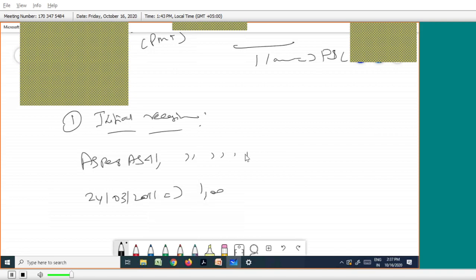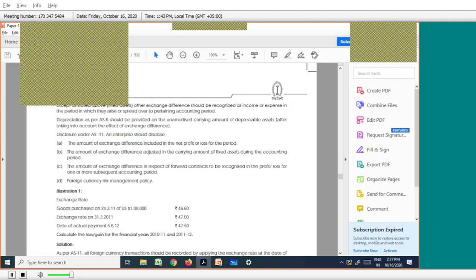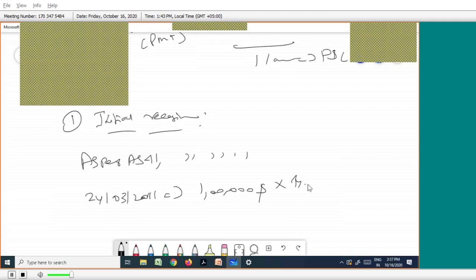So 1 lakh dollars into rupees. How much? At 46.6, it is equal to 46,60,000. That is the initial recognition figure.